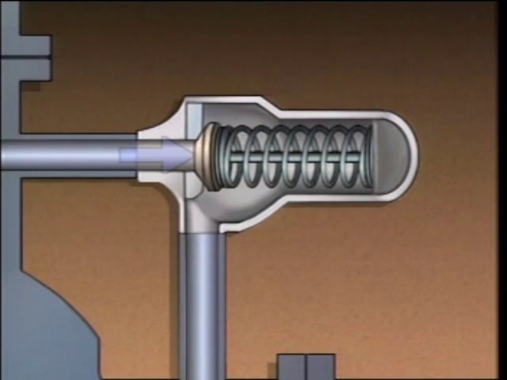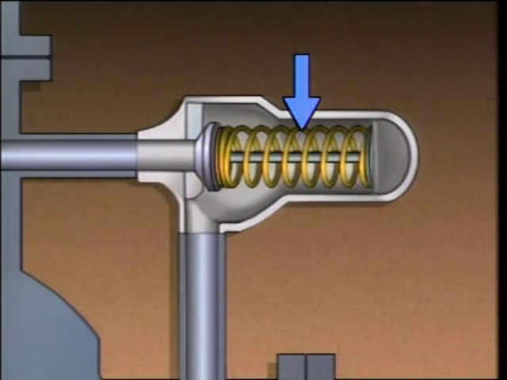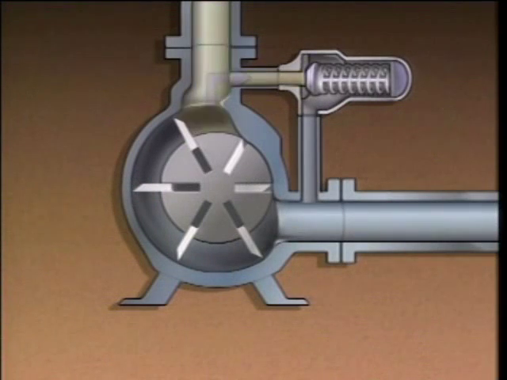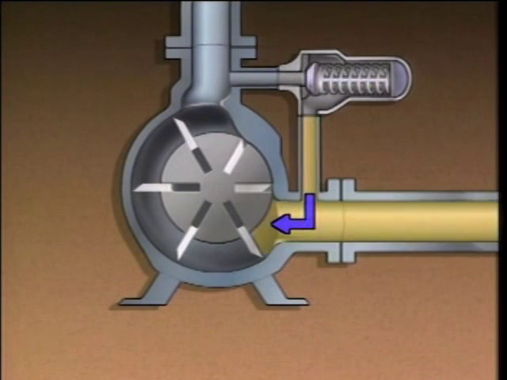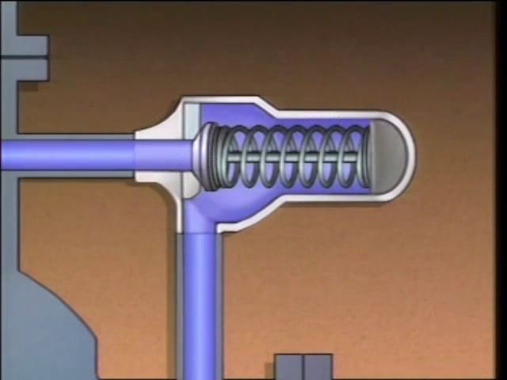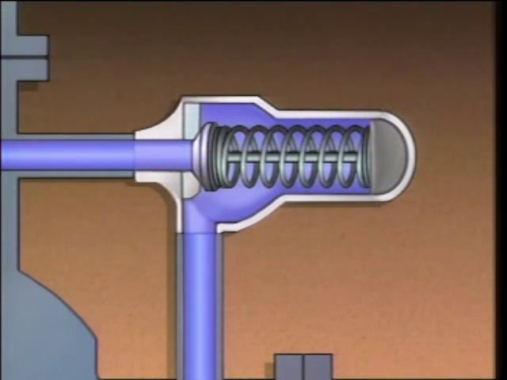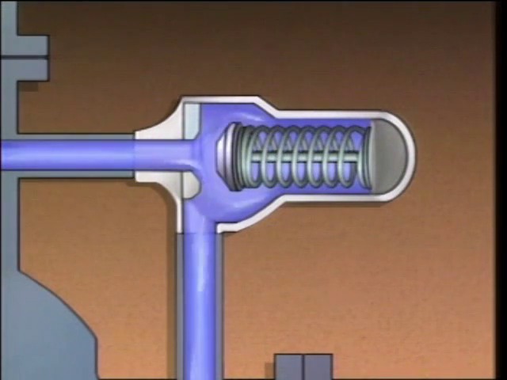Inside the valve body is a valve disc, a valve seat, and a spring. The inlet to the relief valve is connected to the discharge of the pump, and the outlet of the valve is connected to the pump suction. During normal pump operation, the spring holds the disc closed on its seat. If the discharge pressure becomes excessive, it overcomes the spring. This moves the valve disc off its seat.